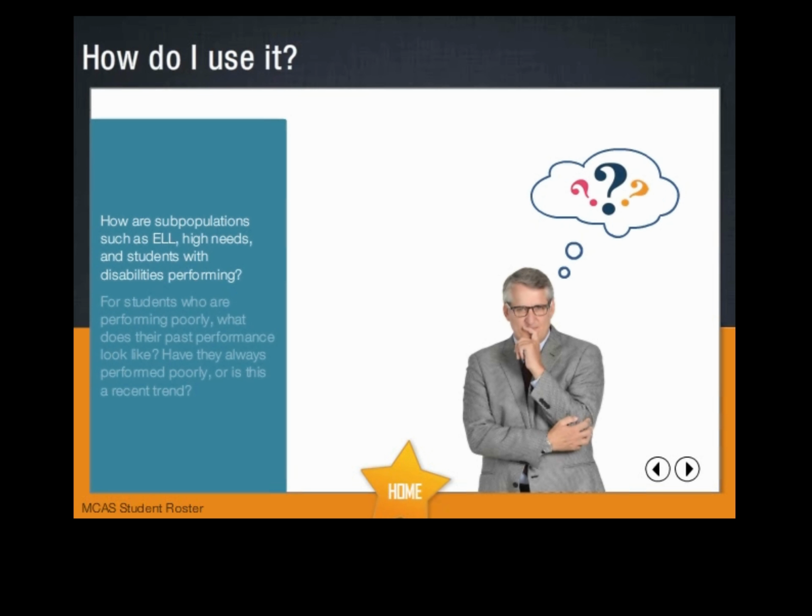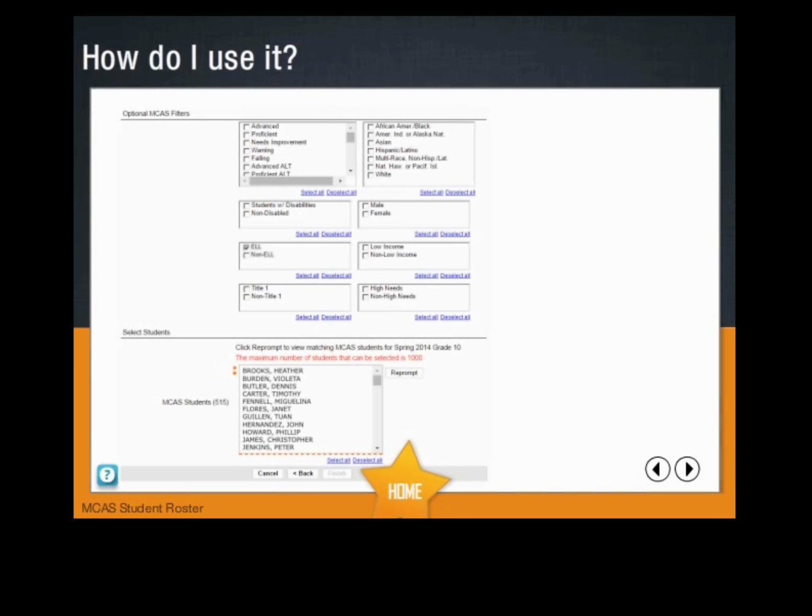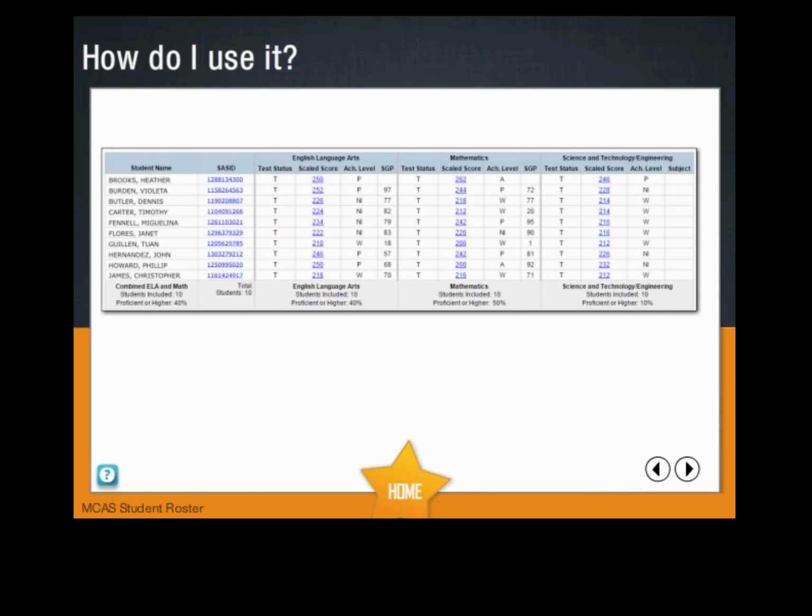If you want to see how a certain subgroup of students is performing at your school, you can select to view just those students. For example, if you want to see how the ELL students are performing, select that student group on the second prompt page and scroll through the roster to see how each student performed on ELA, mathematics, and science in the year you selected.